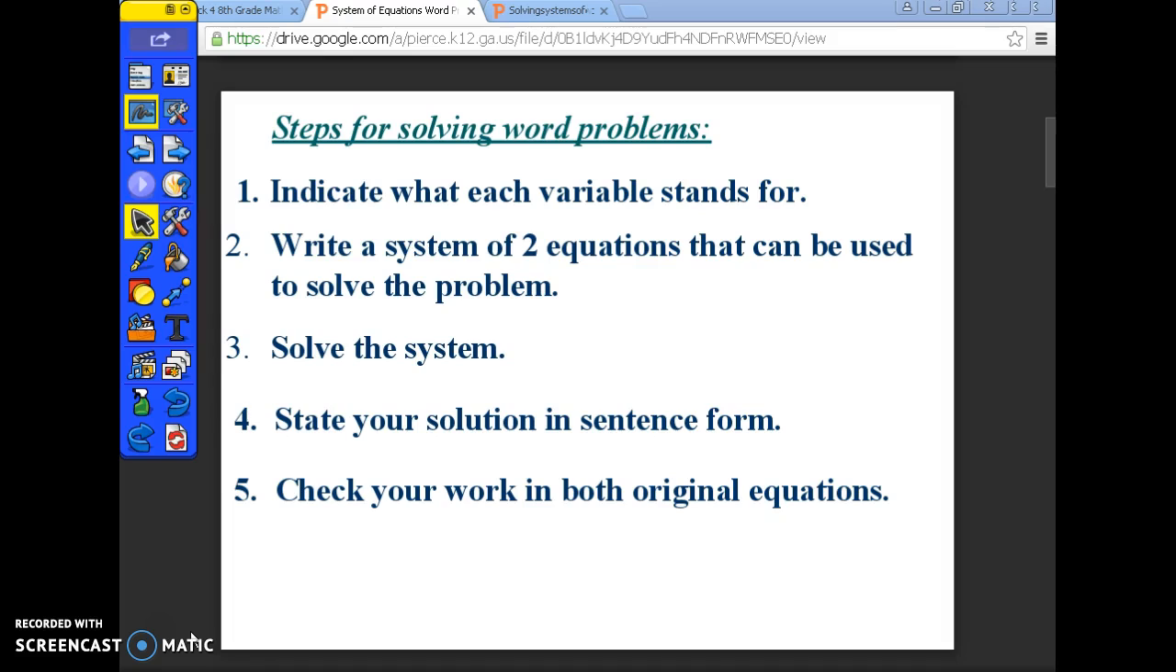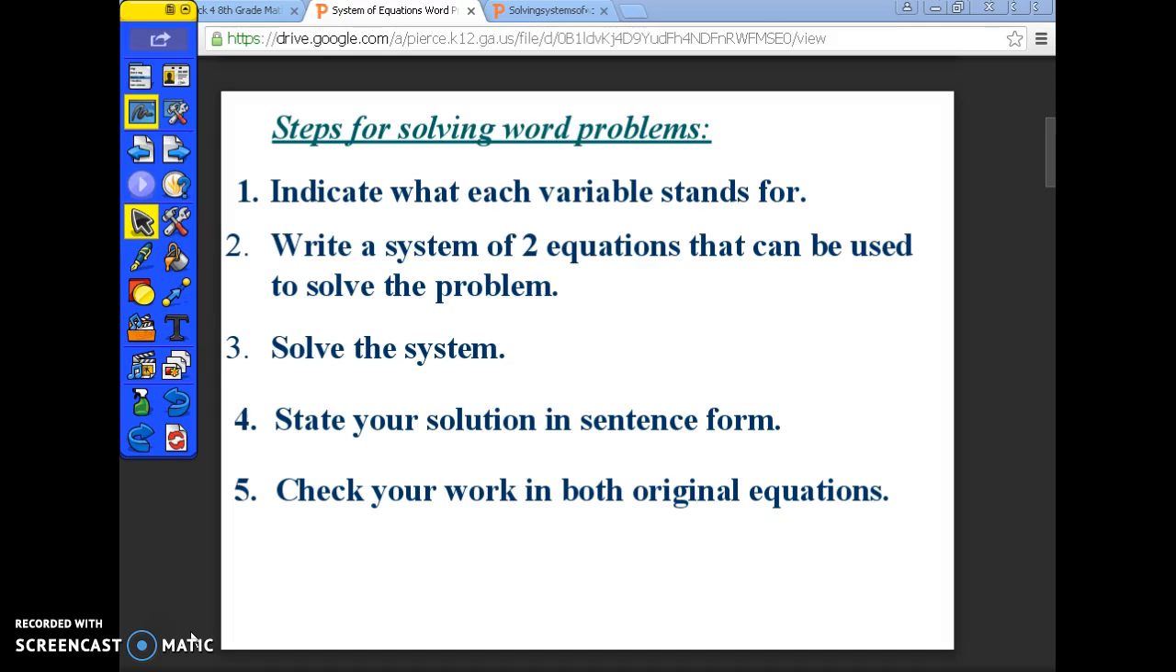The first thing you need to do when you have a word problem is indicate what each variable stands for. Once you identify each variable, you need to write a system of two equations that can be used to solve the problem. Once you have a system of equations, you can solve the system.